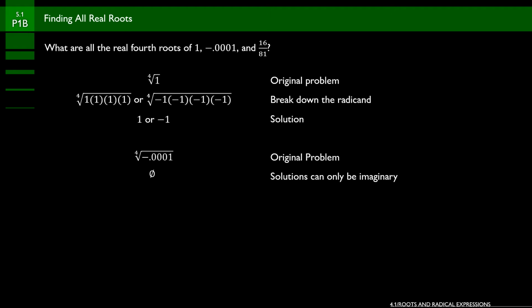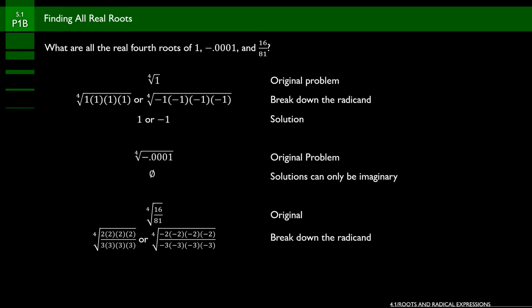For the last one, the fourth root of 16 and the fourth root of 81, well, what number times itself 4 times gives you 16? 2. What number times itself 4 times gives you 81? 3. So the fourth root of 16 over 81 is 2 over 3, or negative 2 over 3, so plus or minus 2/3.